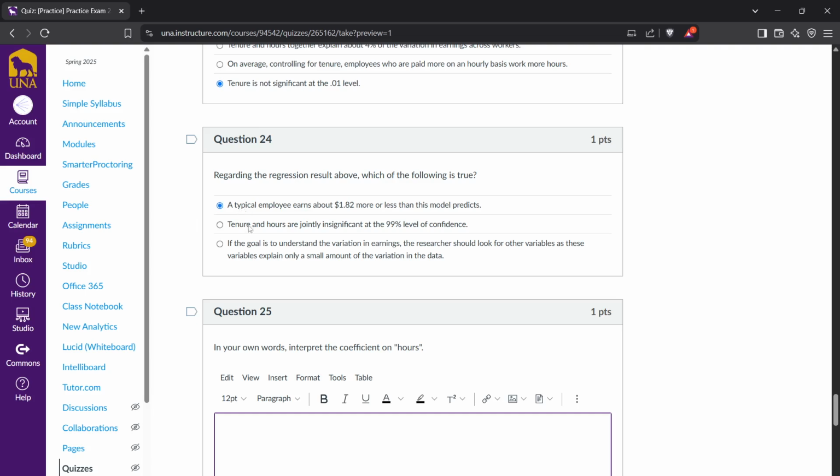All right, 3 options. A typical employee earns about $1.82 more or less than this model predicts.